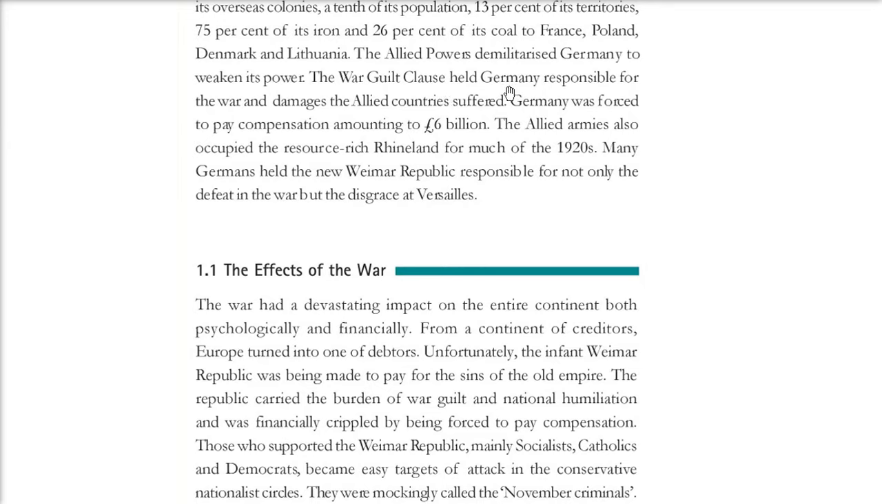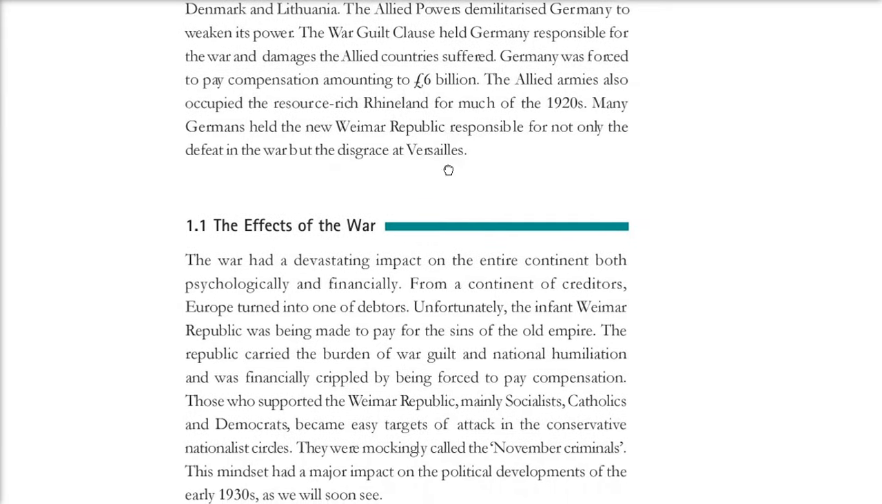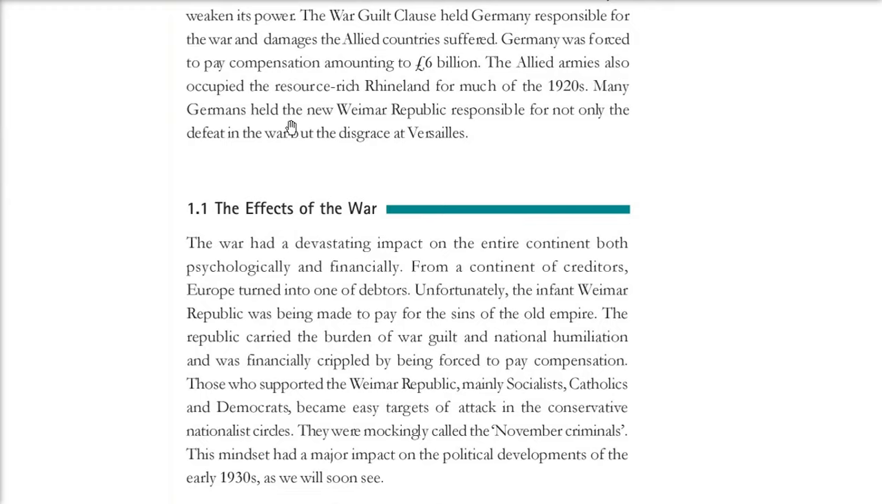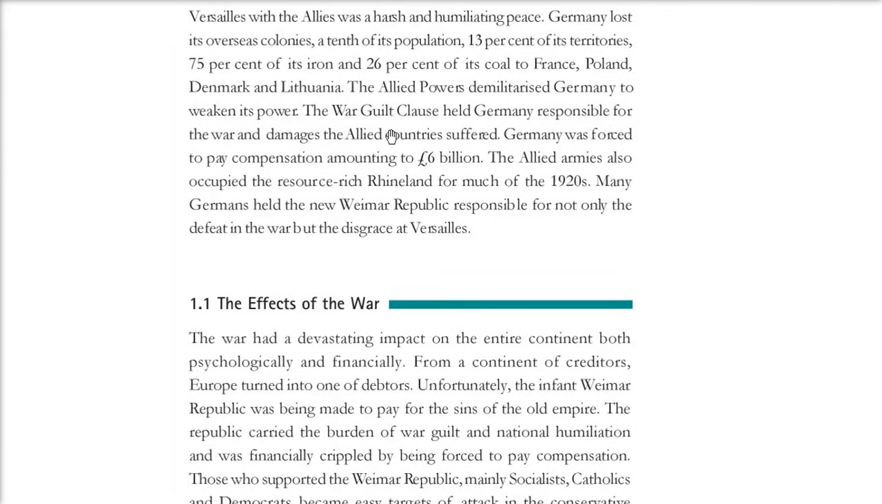They all thought that it was Germany who was responsible for the war. So Germany had to pay 6 billion as compensation. Okay, and there was the Rhineland I showed you in the map. This was a resource-rich place, and this was occupied by the Allied armies. Now, because of this, many Germans held the new Weimar Republic responsible for the defeat, not only for the defeat, but the disgrace, the humiliation caused by this Versailles Treaty.